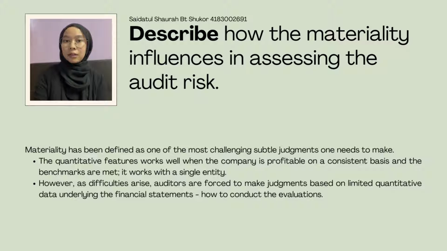However, as difficulties arise, auditors are forced to make judgments based on limited quantitative data underlying the financial statements. For example, how can auditors assign a dollar metric in a group audit or in a loss-making company where the auditors no longer have net profits to look at?